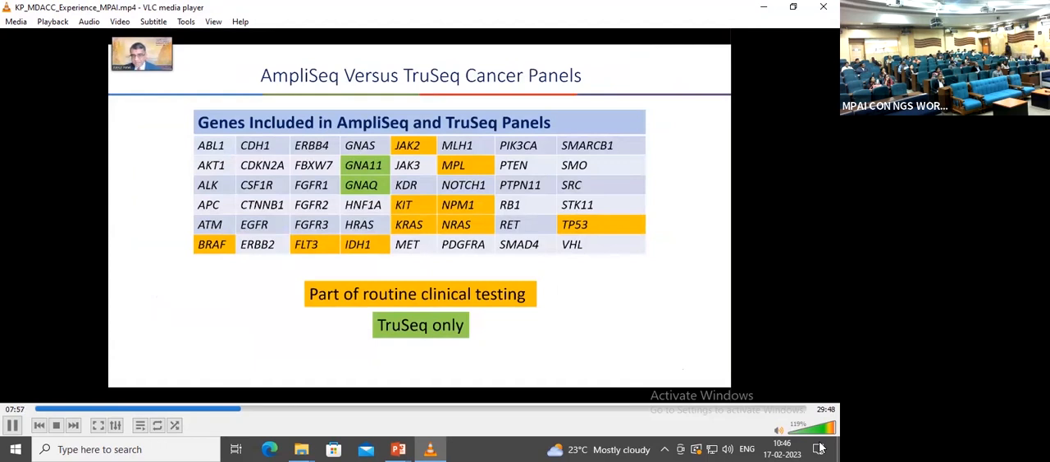So we initially started out with the hotspot commercially available panels, which are by two prominent manufacturers at that time. These are the so-called AmpliSeq or TruSeq based panels, which range from 46 to 50 genes, with a lot of overlap, as you can see here, with maybe some content which is part of one panel but not the other. But largely speaking, there is a lot of overlap except for these two biomarkers, GNAQ and GNA11. So this did provide a very useful entry in a manner where we could understand the scope of this technology.